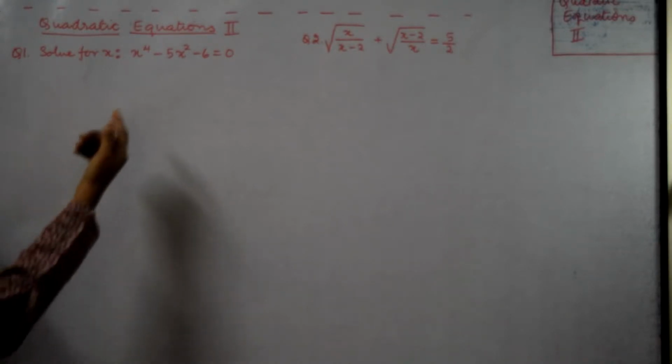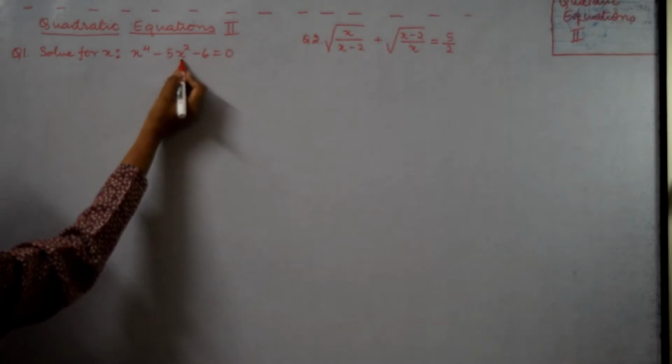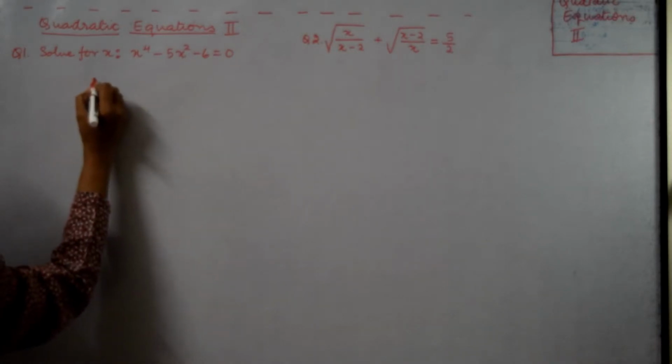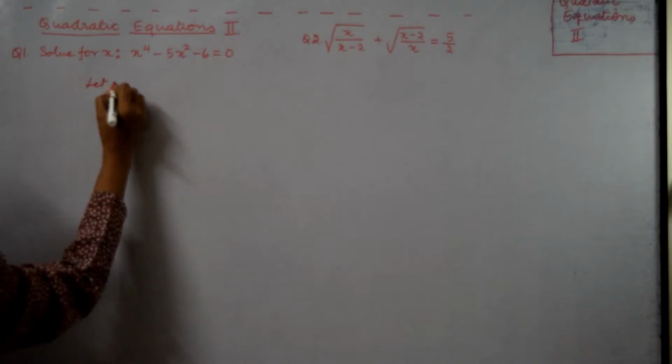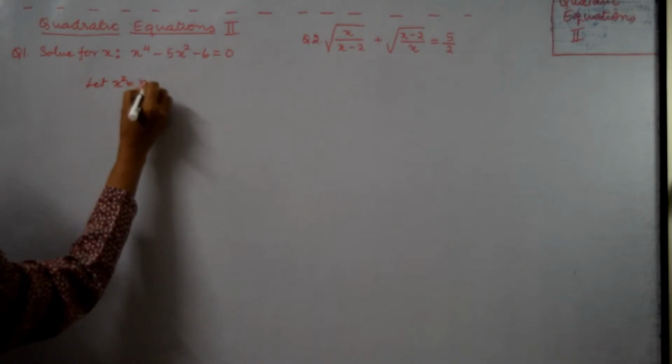Today we are going to do the quadratic equation part 2, and we are going to understand how to solve when a quadratic equation is given in this form. Now we already know that a quadratic equation has to have maximum power 2 for the variable. So what we will do is convert this x squared into another variable and assume, let x squared equal to m.